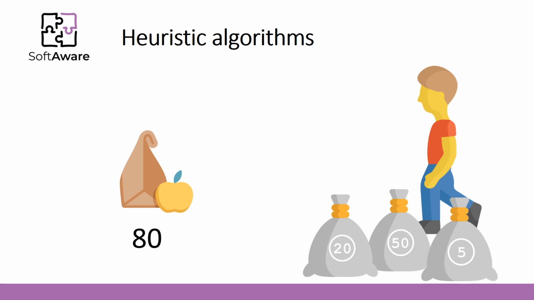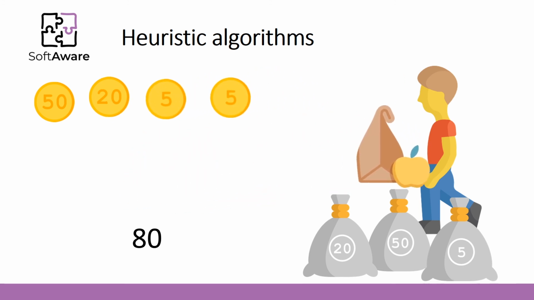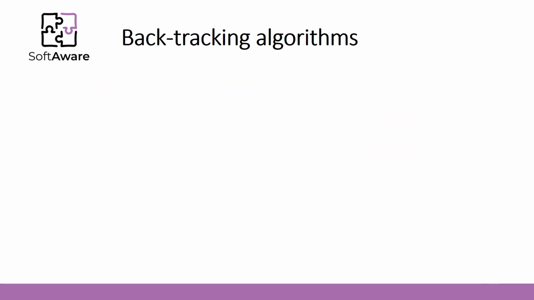At each iteration, add a coin of the largest value that doesn't exceed the total cost. He starts with a coin of 50, then takes 20, and finally 2 coins of 5. All the other ways to pay would lead to a higher number of coins.